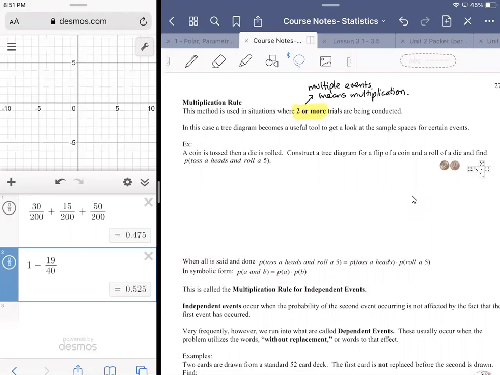Right. So a coin is tossed and then a die is rolled. So we want to construct a tree diagram for a flip of a coin and then a roll of a die. All right. And then find the probability of tossing heads and rolling a die. Now I'll preface all of this by saying there's an easier way, and it's kind of written right below. So you have the easier way. It's just a matter of actually understanding why that easier way works.